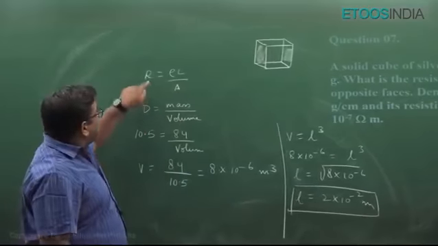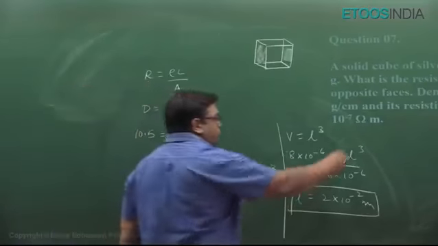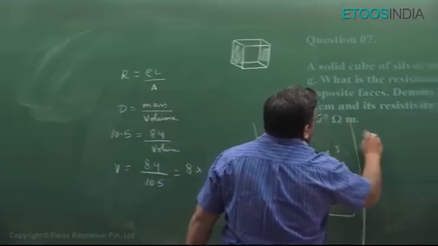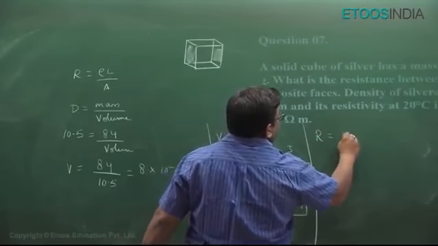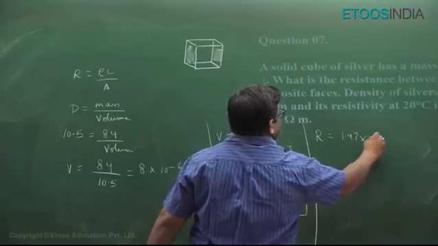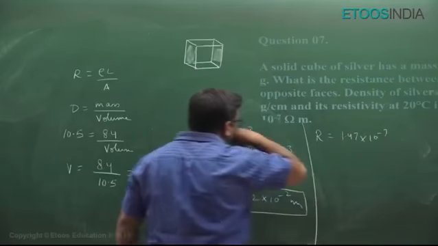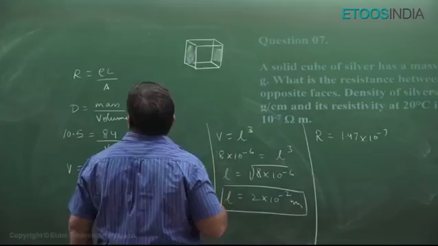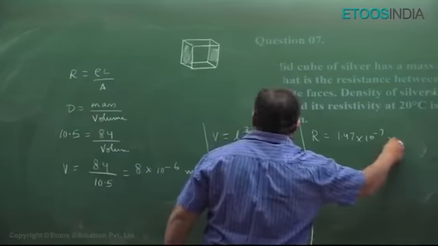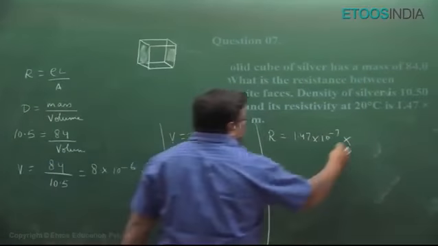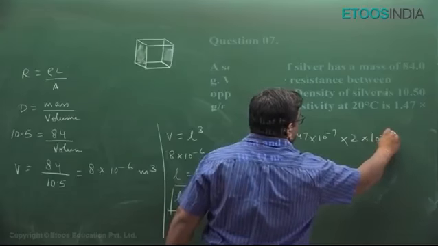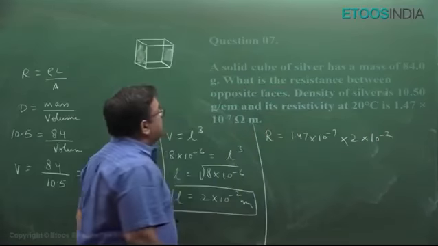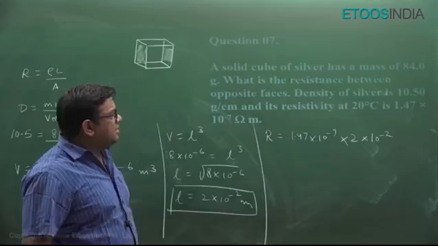We have found the length till now. But what we need to find is resistance. So how to find the resistance now? R is equal to, what is the value of rho? 1.47 into 10 raised to power minus 7 ohm meter multiplied by, what is length? 2 into 10 raised to power minus 2. Is it clear?